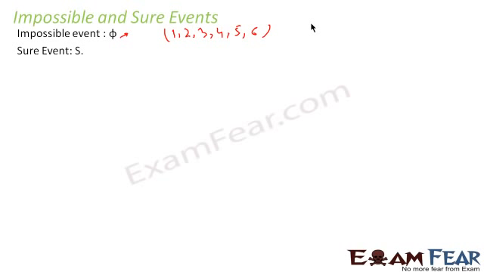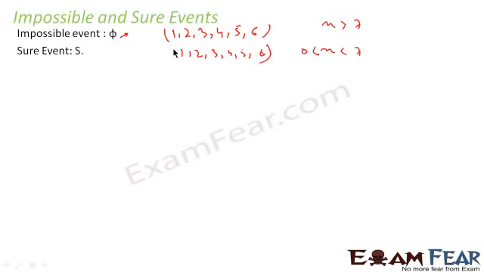Sure event. A sure event is 100% sure, and this will be the sample space. For example, when I throw a die and I say the number is less than 7. So the number is less than 7 is 1, 2, 3, 4, 5, 6. Also, the number is greater than 0.